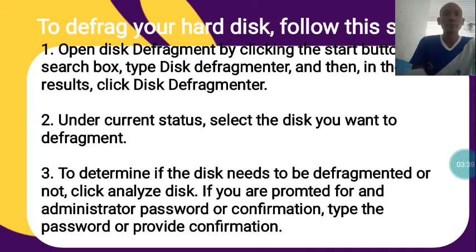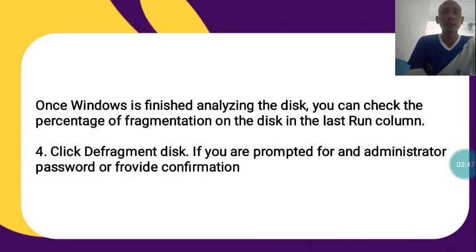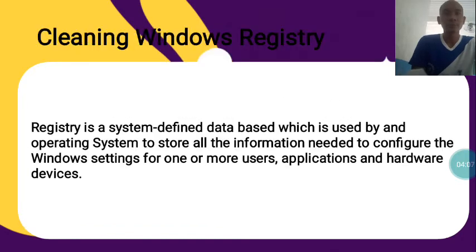If you are prompted for an administrator password or confirmation, type the password or provide confirmation. Once Windows is finished analyzing the disk, you can check the percentage of fragmentation on the disk in the Last Run column. Number 4, click Defragment Disk. If you are prompted for the administrator password or confirmation, provide it.